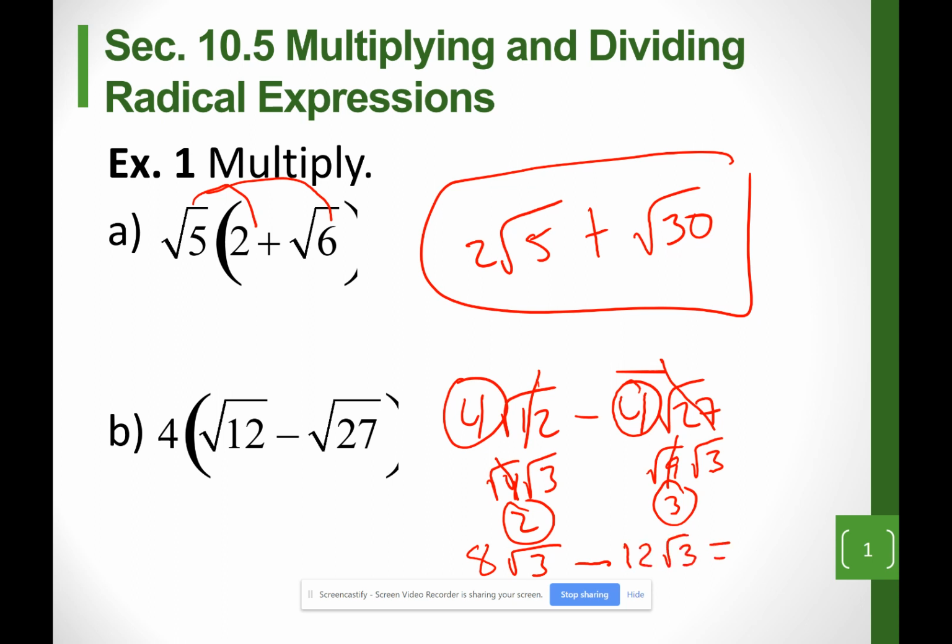Now I see these two have the same radical. So in the previous section, we learned that we can combine those. The outside numbers, I'm looking at 8 minus 12. So I'm going to call this negative 4 radical 3.